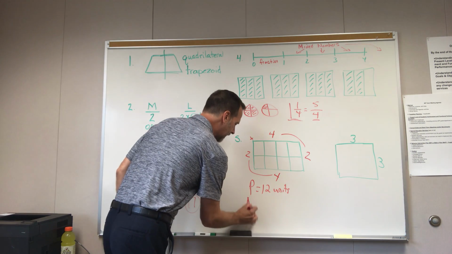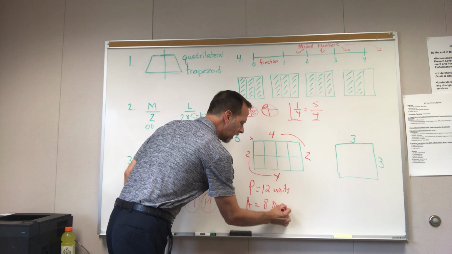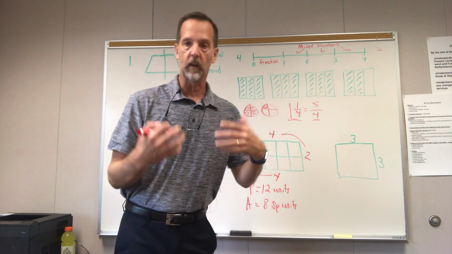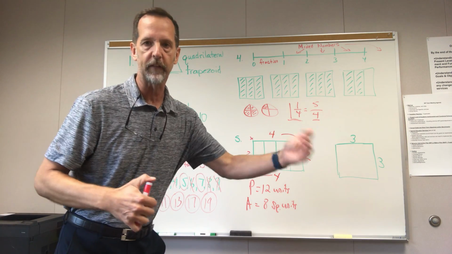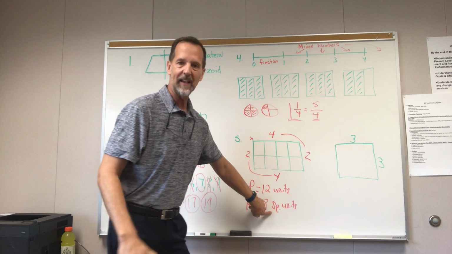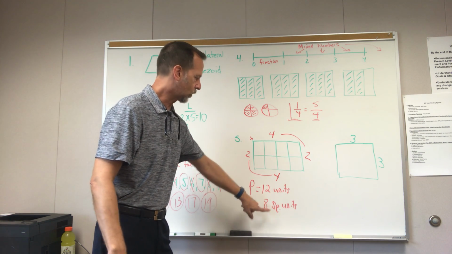It has an area. Now watch how we label area. 8 square units. Now again, once we have a unit like feet or inches, it might be 8 square feet or 8 square inches, but we always want to use SQ, square, okay? So the area is 8 square units.